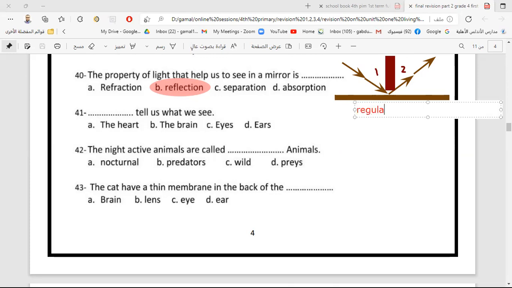Regular reflection. But the irregular reflection is something that absorbs the light. Yeah. The irregular reflection is when the light reflects in many directions, not in one direction, not at the same speed. Okay, very good, my son. Thank you.